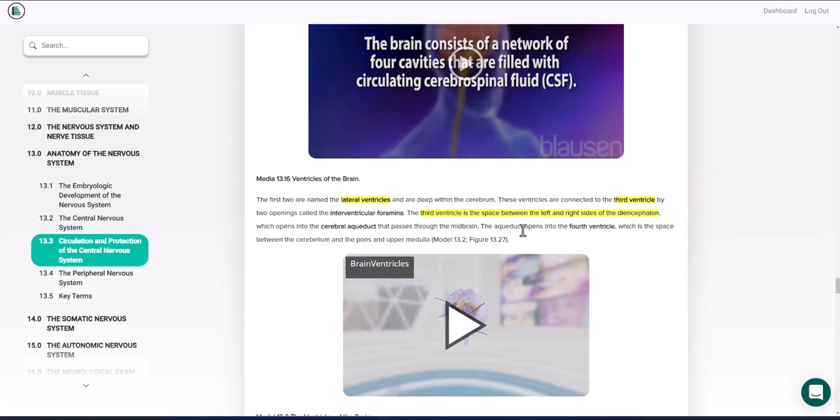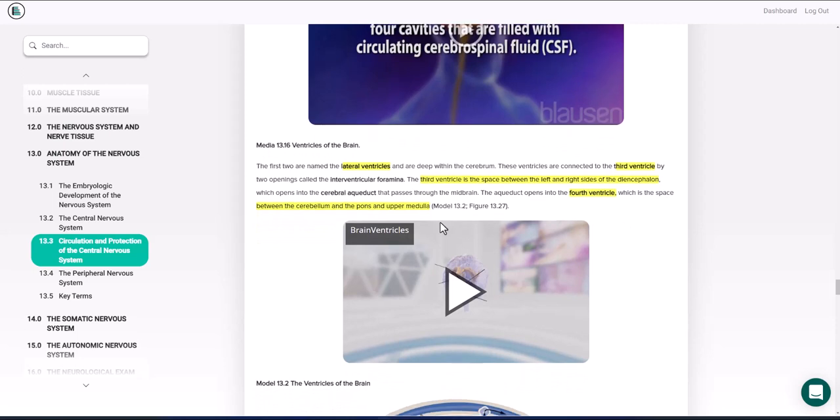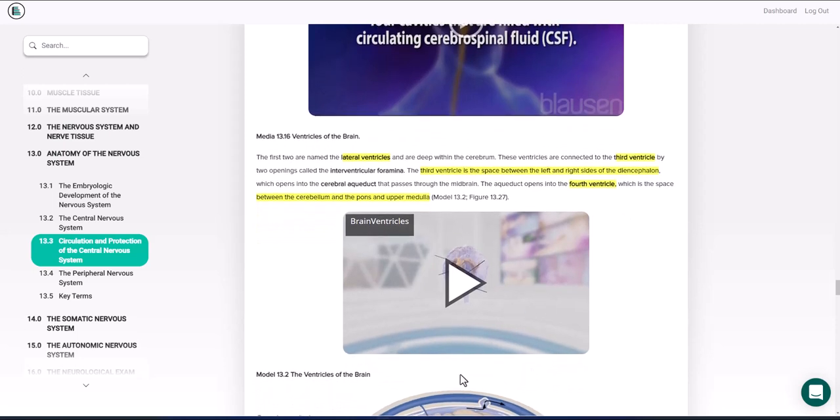And then this fluid is all connected. All of these ventricles are connected through foramina and through what's called the cerebral aqueduct. And the cerebral aqueduct carries the CSF down to the fourth ventricle. Again, no fancy name, just the fourth ventricle. The fourth ventricle is right between the cerebellum and the pons, in the upper medulla. I'll show that to you in a moment. There's a nice little video here, a model for you to rotate and see these ventricles from a number of different views.